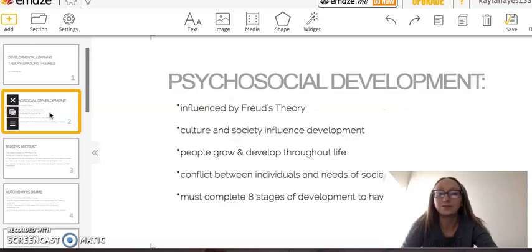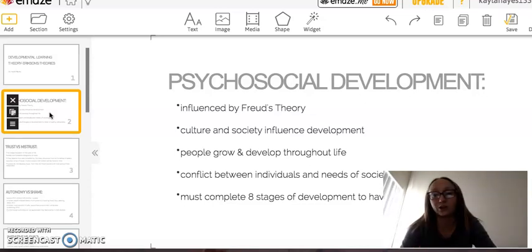So let's get started. First, I'm going to talk a bit about the psychosocial development theory. This theory was influenced by Freud's theory, actually, and it's based on the idea that culture and society really influence a child's development. But what's different from Freud's theory is that Freud says that children or people develop throughout their childhood, whereas Erikson says that people continue to grow and develop throughout their whole life.